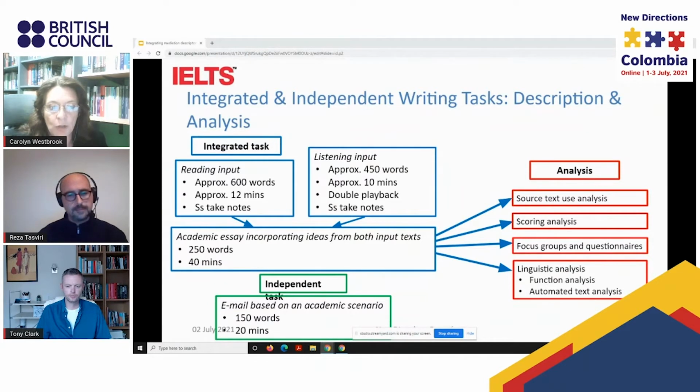Now, just to give you a brief overview of the independent task, we're not focusing on that one today, but just to give you an idea of what we did. This was an email based on an academic scenario, and test takers were expected to write 150 words in 20 minutes. We then analysed this task for the scoring data. Again, we collected focus group and questionnaire data, and we looked at the linguistic analysis to see if it was actually resulting in the kind of language that we were hoping it would.